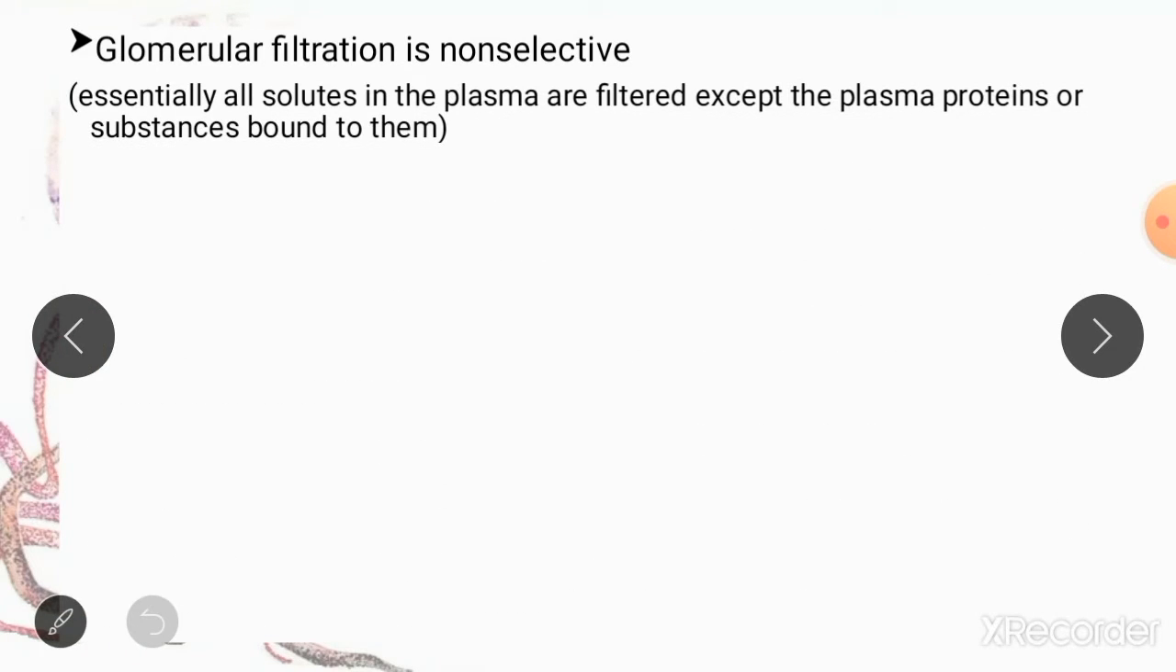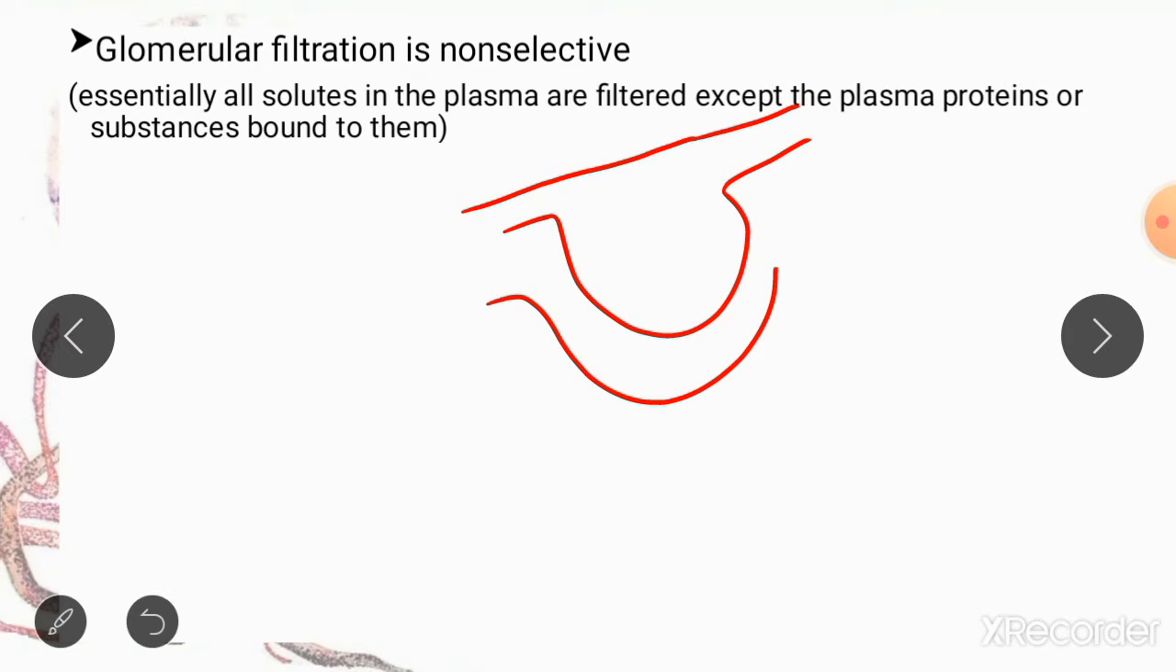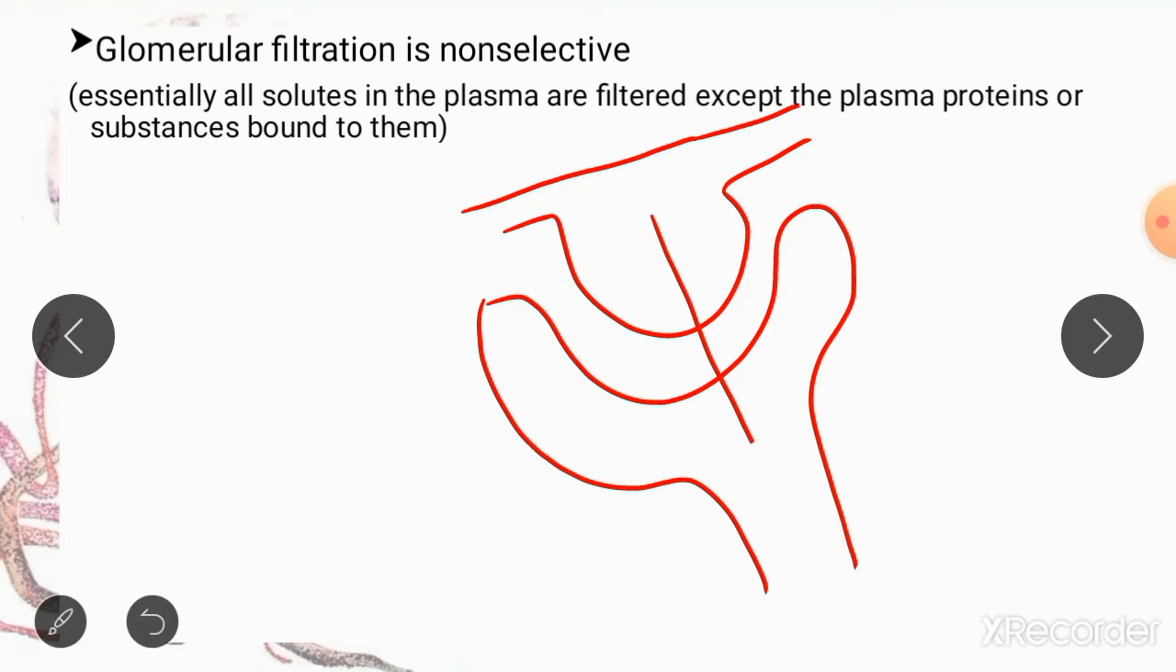So as you already know, glomerular filtration is non-selective. What does this mean? This means that all the blood which is coming to the glomerulus is filtered, and all of the substances which are present in the blood are filtered into the Bowman's capsule, and this filtration is non-selective.